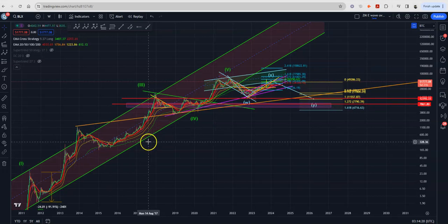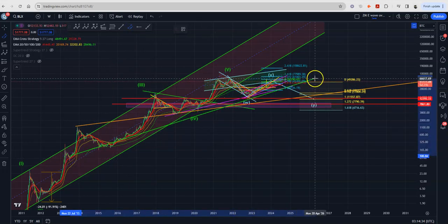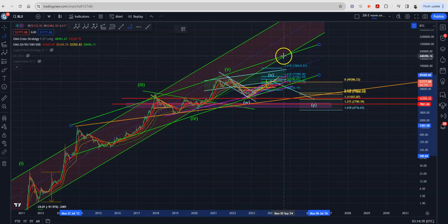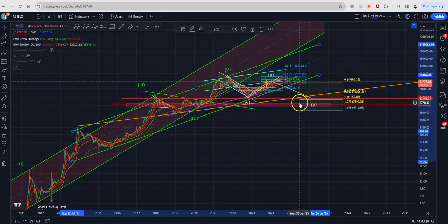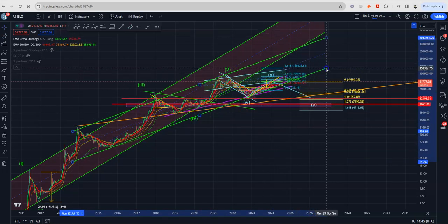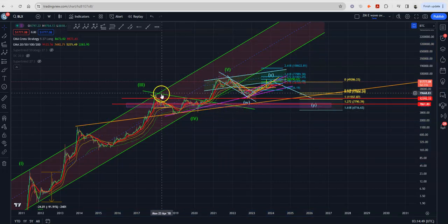Now the thing is, you want to find the next exponential channel. It could be this one. It honestly could be this one, but that's for another time. That's for another show. There you go. This is wave 3, wave 4, wave 5.